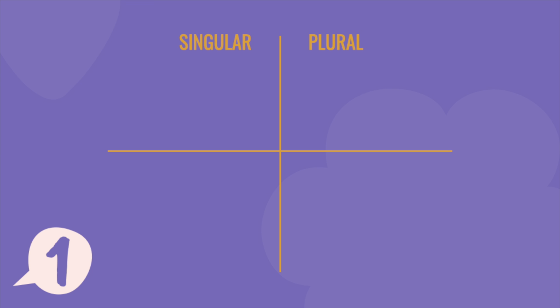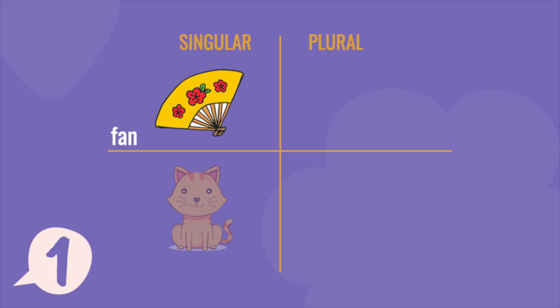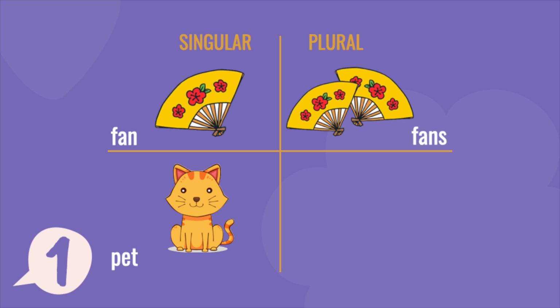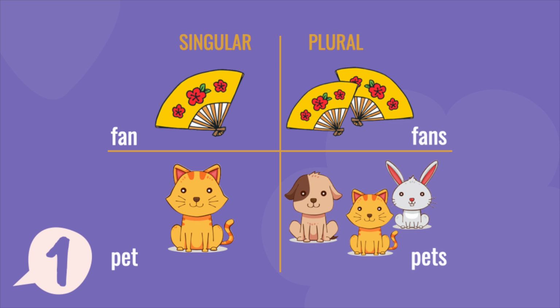Rule number 1. The plural of most nouns is formed by adding s. Let's look at a couple of singular nouns. Based on the first rule, how do we make these singular nouns into plural nouns? By adding s. Fan now becomes fans, and pet becomes pets.